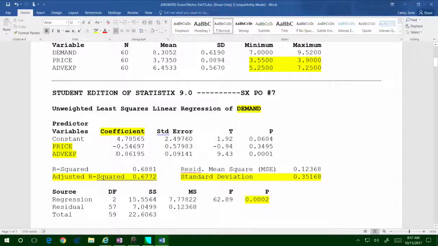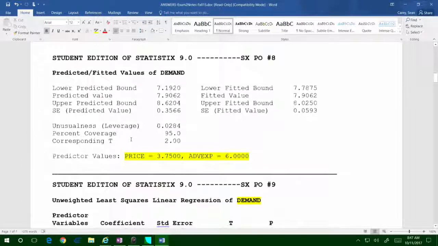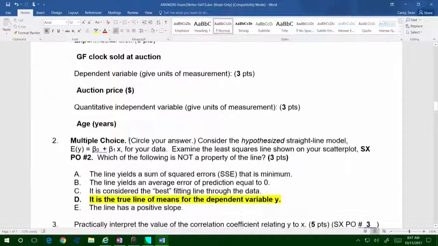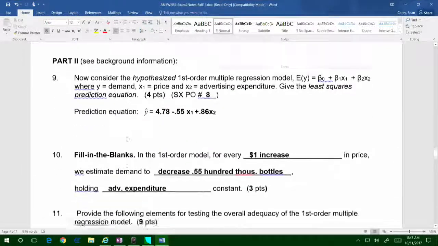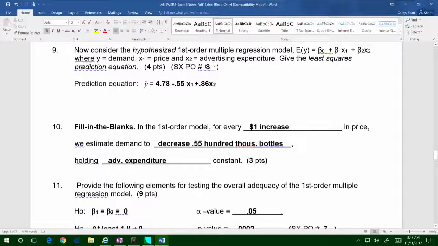We're getting the estimate. There's our estimates of the betas right here. Okay. The 4.78 for the y-intercept, the negative 0.54 for the beta multiplied by price, and the 0.86 for the beta multiplied by advertising expenditure right here under coefficient. Yeah, so that's printout 7, so I got to change that. Didn't think that sounded right when I said it to you. So this is really printout 7.